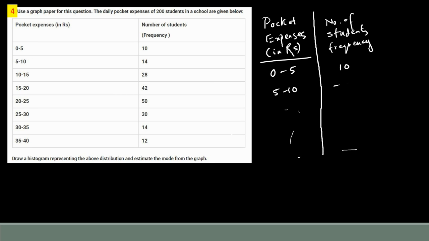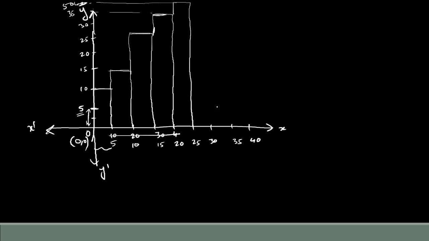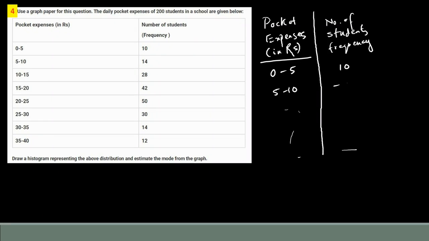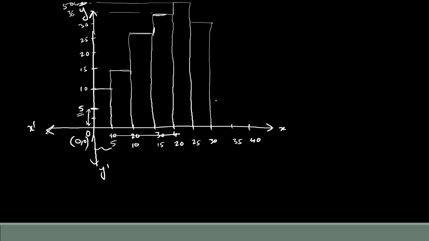And 25 to 30 is 30 number of students. So this is 30, and this one is 14. 30 to 35 is 14, so somewhere here.